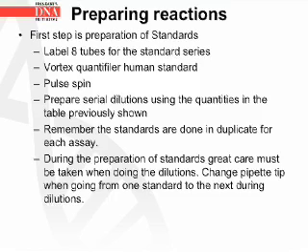First, you're going to label 8 tubes for the standard series. Vortex the quantifier human standard and then pulse spin. Prepare serial dilutions using the quantities in the table previously shown. Remember, the standards are done in duplicate for each assay. During the preparation of standards, great care must be taken when doing the dilutions. Change the pipette tip when going from one standard to the next during the dilutions.